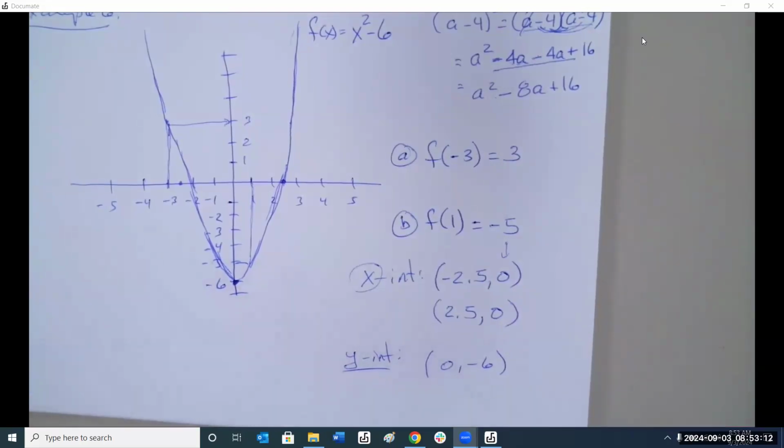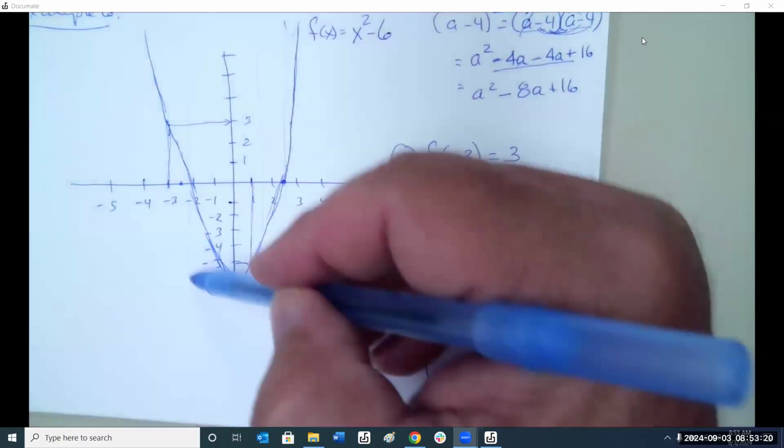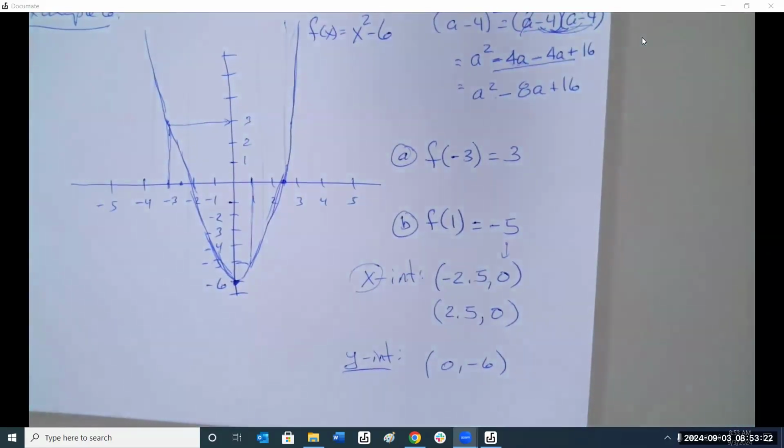Is that a function? Why? Very good, very good. It passes the vertical line test. Anywhere I draw a vertical line, it crosses it only once. So it is a function because it passes the vertical line test.